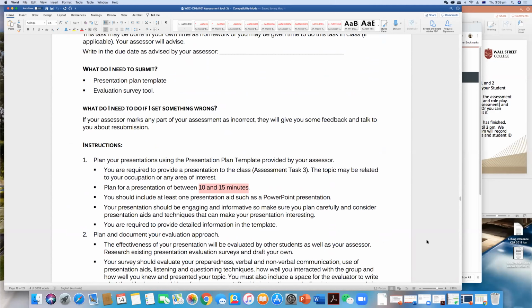All the instructions are already in the assessment tool. You don't need to ask me, but I can find it for you. I already found it for you.